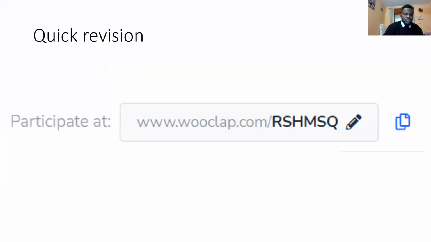RSHMSQ. Let's do that quickly so that we don't lose a lot of time. Just go to WooClub. If you haven't used it before, don't worry. Just type WooClub, like you can see on the screen, and where it's written code, you put RSHMSQ. Okay, let me write that in the chat. RSHMSQ.